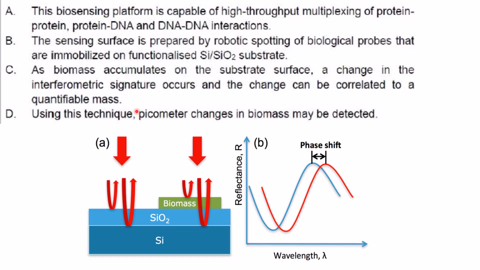Now the next statement: using this technique, picometer changes in biomass can be detected. The iris biosensing device will not detect picometer changes. It can detect only nanometer changes. Picometer is still smaller than the nanometer, but it cannot detect that. So D is wrong. Which are the correct statements? A is correct, B is correct, C is correct, D is not correct.